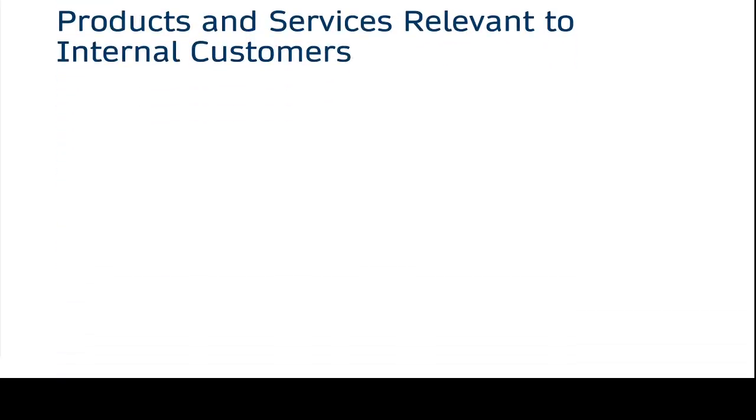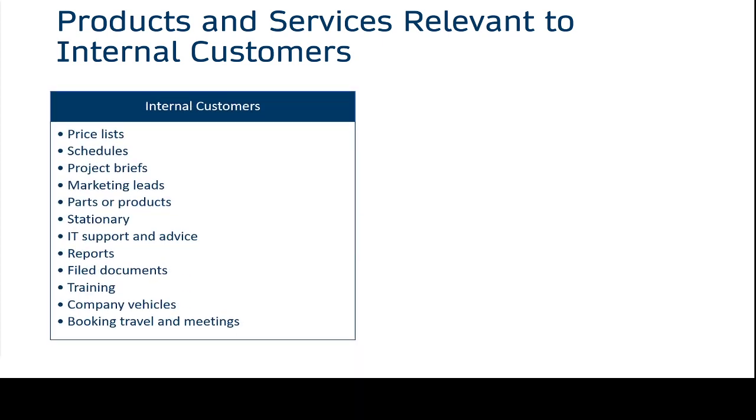Okay. So what are products and services relevant to internal customers? Internal customers would look for things such as price lists. They may look for things such as schedules and time frames, particularly if you're working with projects or one-off jobs which are set to schedule and have got an end date.